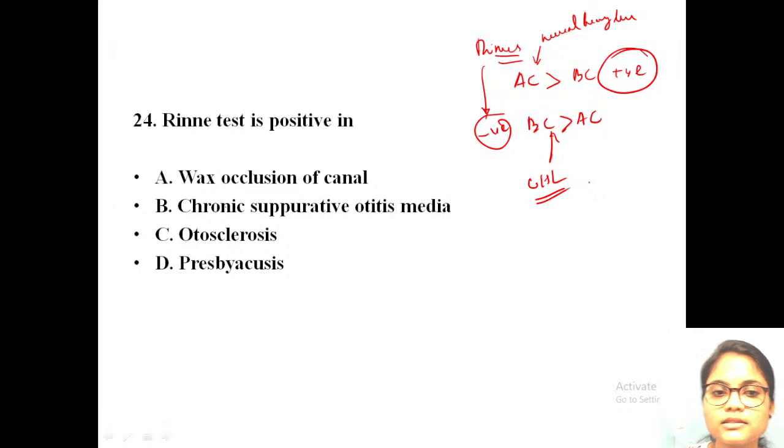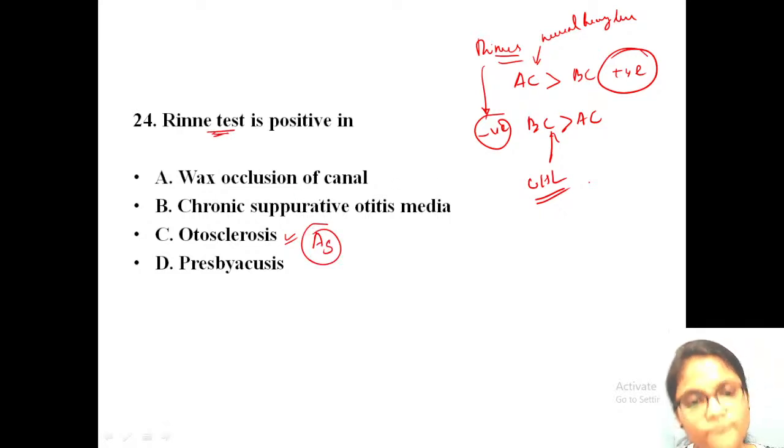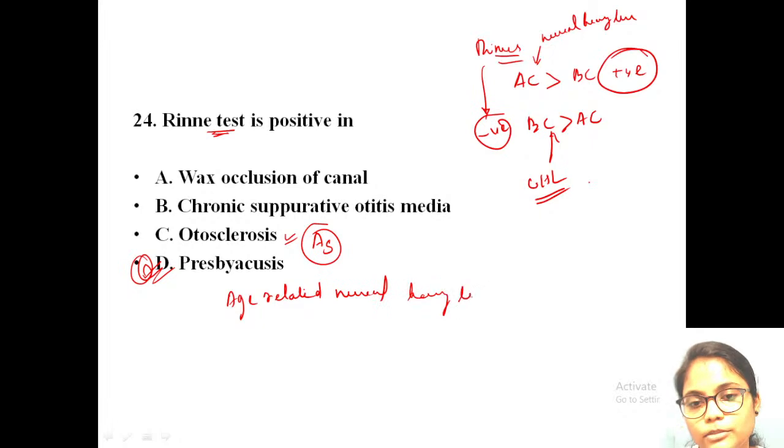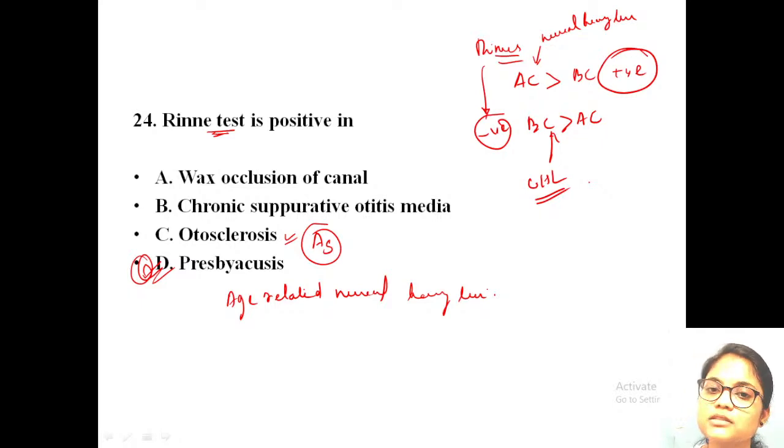So if you see, in otosclerosis also there will be a main feature, but about Rinne's test we haven't discussed anything. In CSOM also we haven't discussed anything. So the most probable answer here would be presbycusis. It's a kind of age related neural hearing loss. So the answer here is Rinne's test will be positive. I hope you people should be very thorough in your Rinne's tests, where it will be positive and where it will be negative. So please remember, whenever AC is more than BC, that will be positive. In many of the conditions they will be negative.